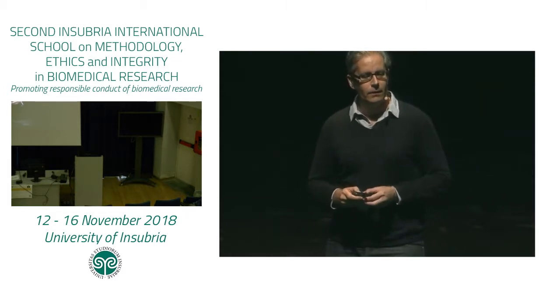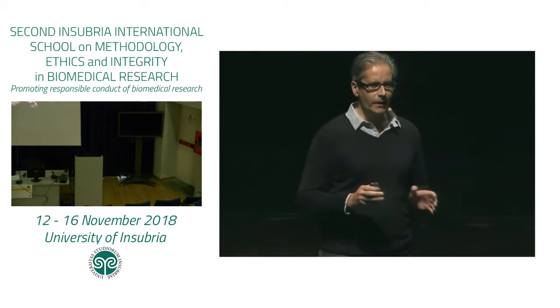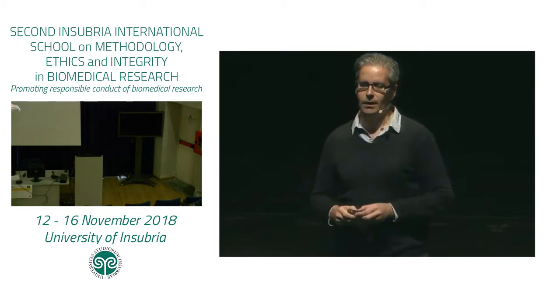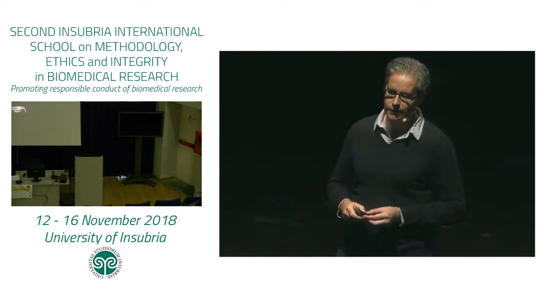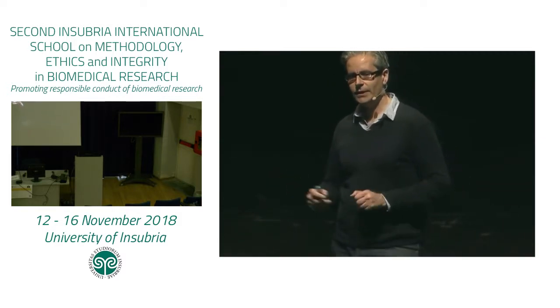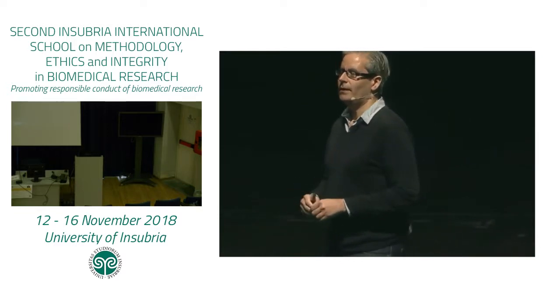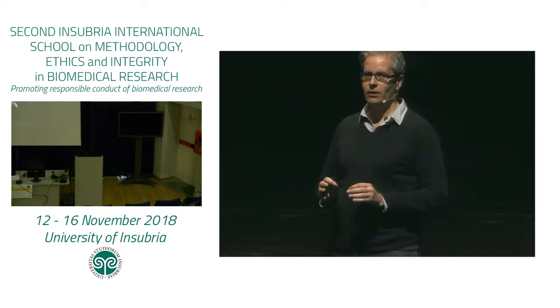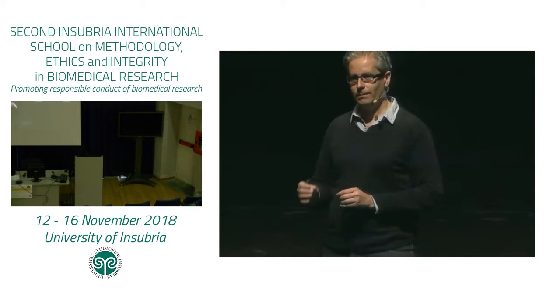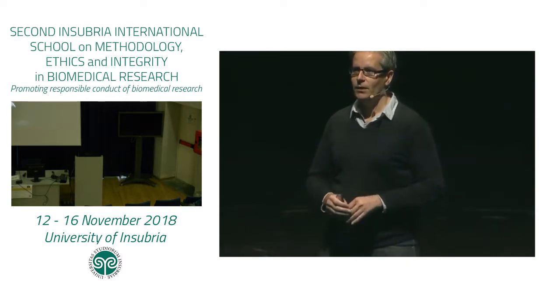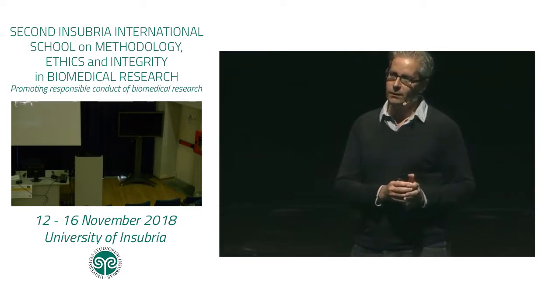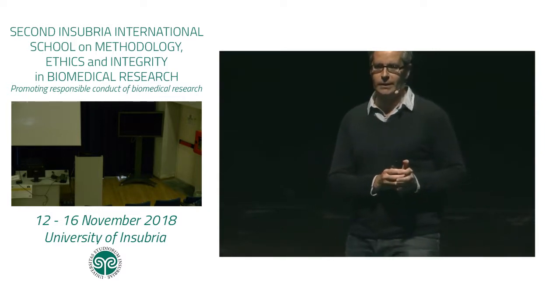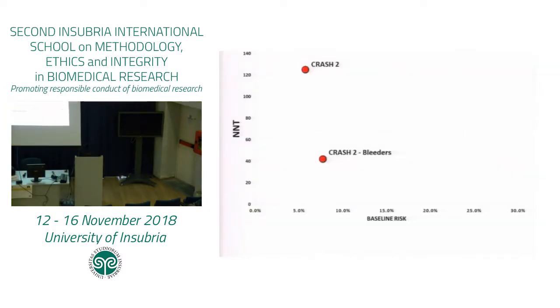Now, there is a little bit of a problem with this, which we can use in our strategy, though. So CRASH II, if you plot baseline risk against number needed to treat, the absolute risk reduction is not a useful measure for how you apply the clinical trial results to the patient in front of you or the patient population that you are treating. The absolute risk reduction, or the number needed to treat, only applies to the study population.